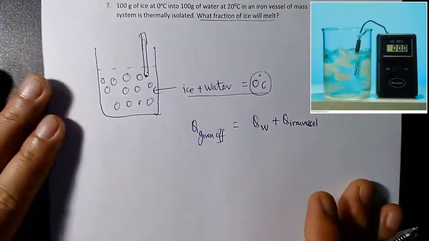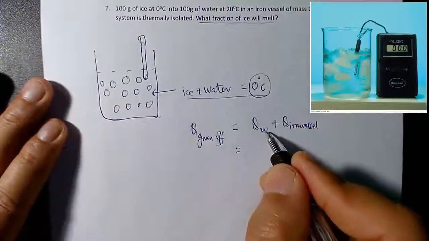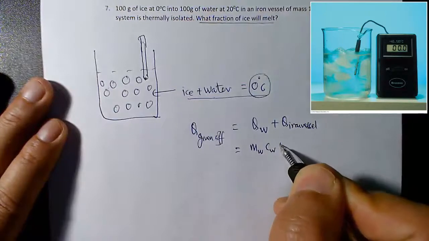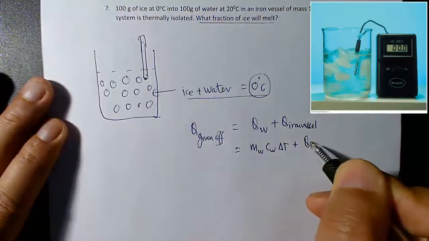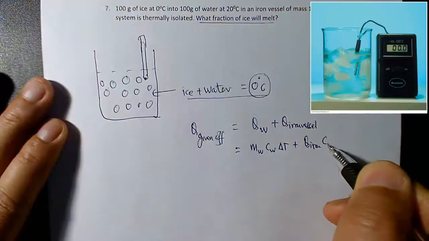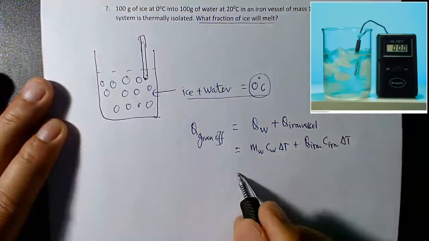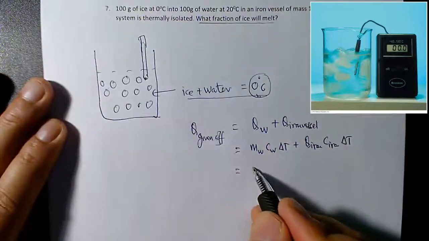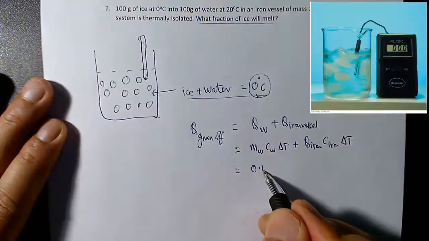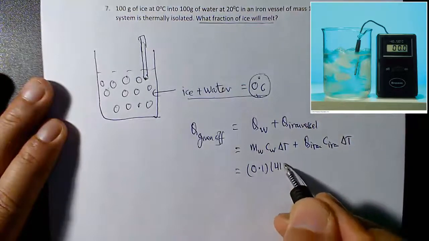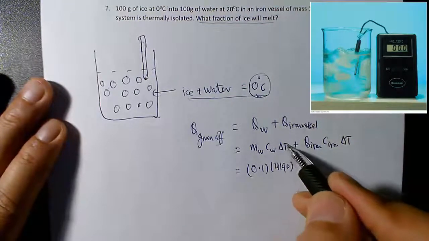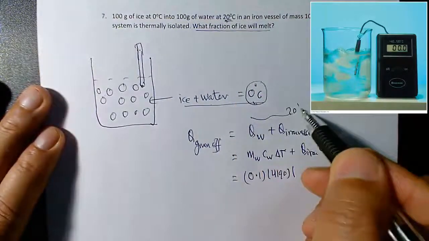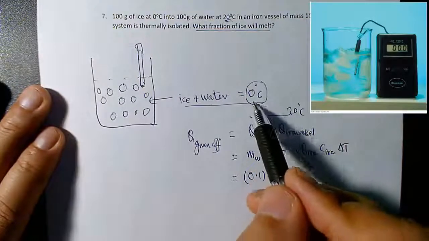So first you have to check this number. The Q of water is mass of water, c of water, delta T, plus same thing, Q of iron vessel, c of iron, delta T. And we know the final temperature is 0 degrees Celsius, remember. So mass of water is 100 grams, 0.1, and specific heat capacity of water is 4190, and the temperature: it will cool down from 20 degrees, because they are both at 20 degrees initially, to 0 because we know that the final temperature is 0 degrees.